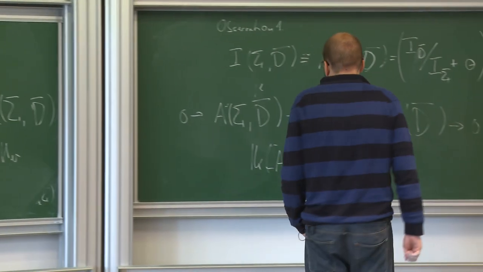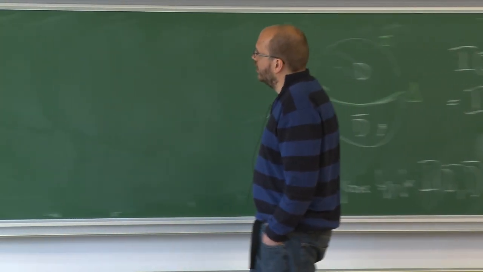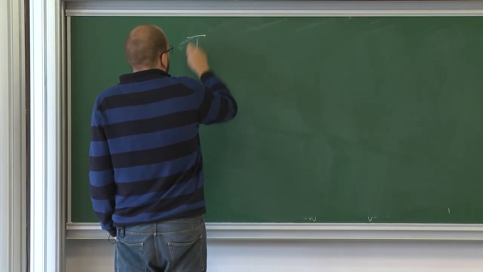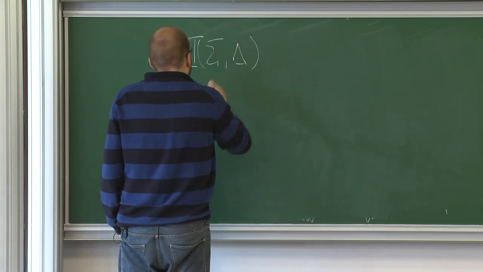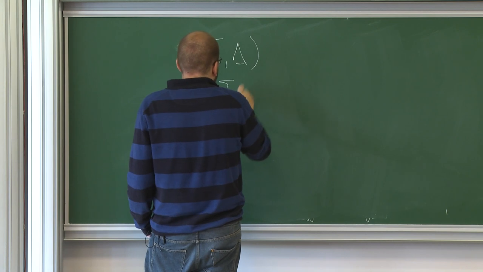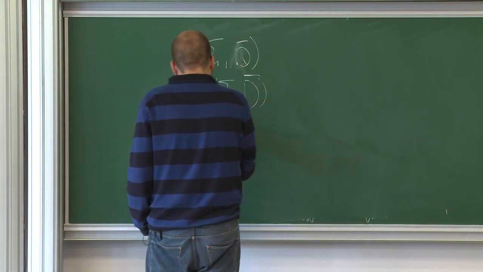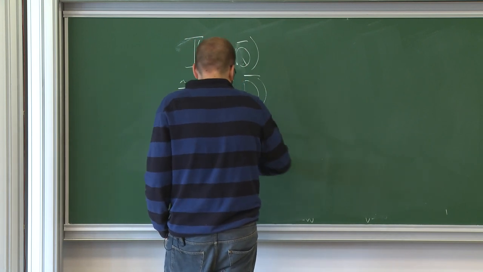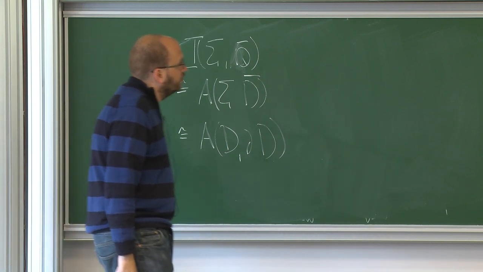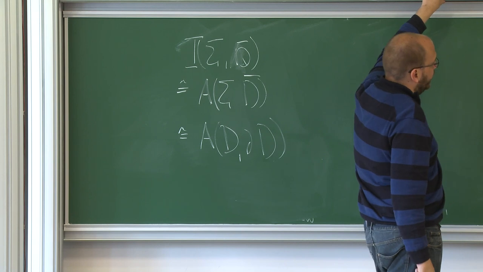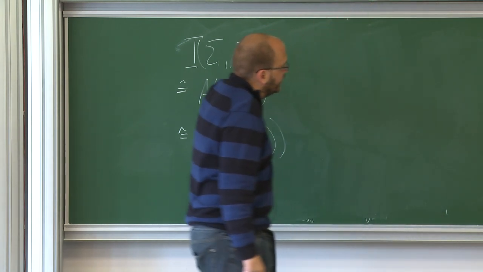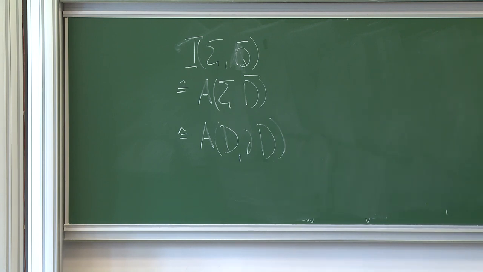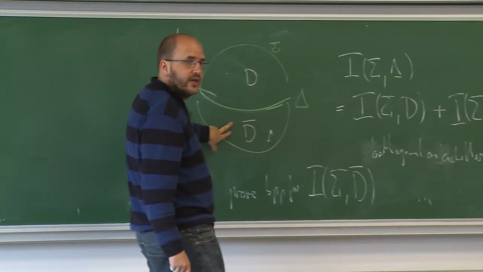All right, so let's combine this. So we have I_sigma D, which is isomorphic to A_sigma, D bar, which is isomorphic to A_D boundary D. All right. Now, what is the annihilator of J in this case? What is the annihilator of my ideal? Well, these are exactly the monomials supported in the interior of D bar.